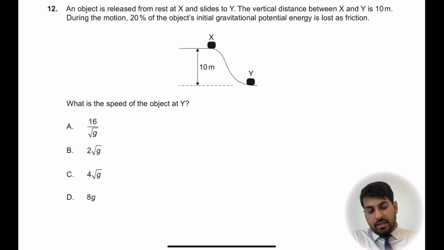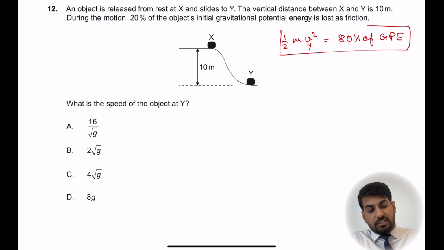Now question number 12 again. An object is released from x and slides to y. The vertical distance between x and y is 10 meter. During the motion, 20% of the object's initial gravitational potential energy is lost as friction. We have to find out the speed at y. So can I say half m v square, that is the velocity at y, will be, since 20% is lost, what is gained is the 80% of initial gravitational potential energy.